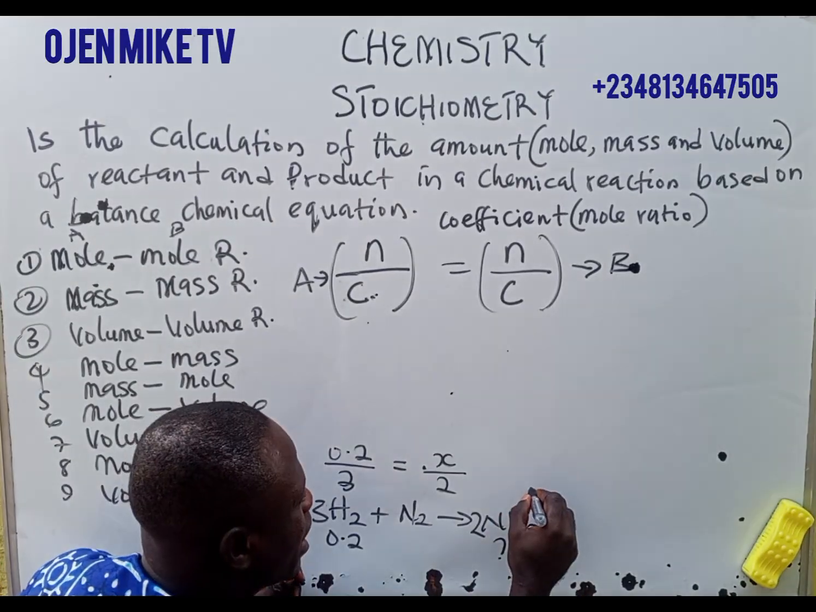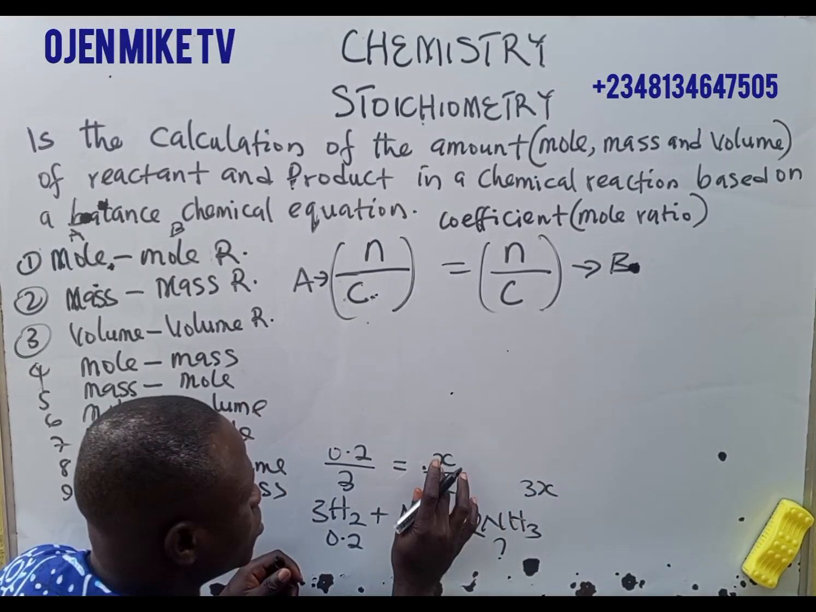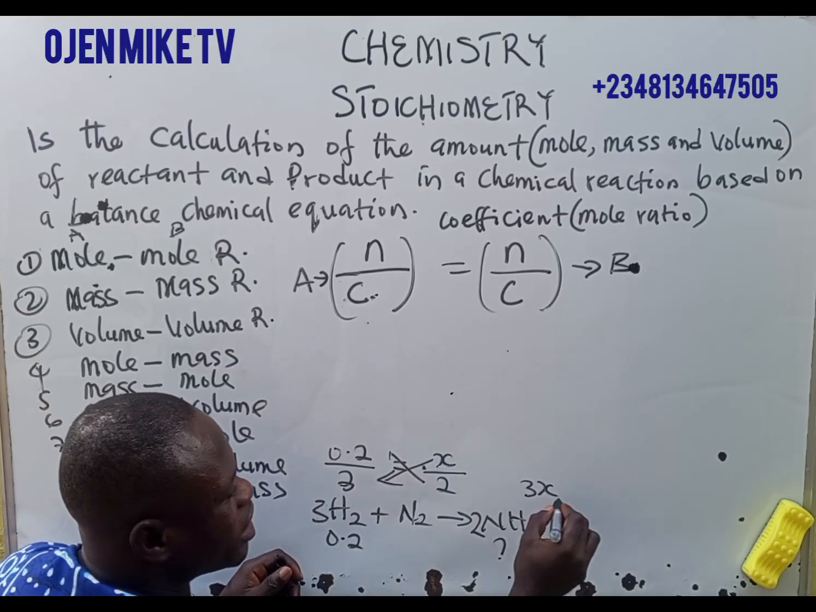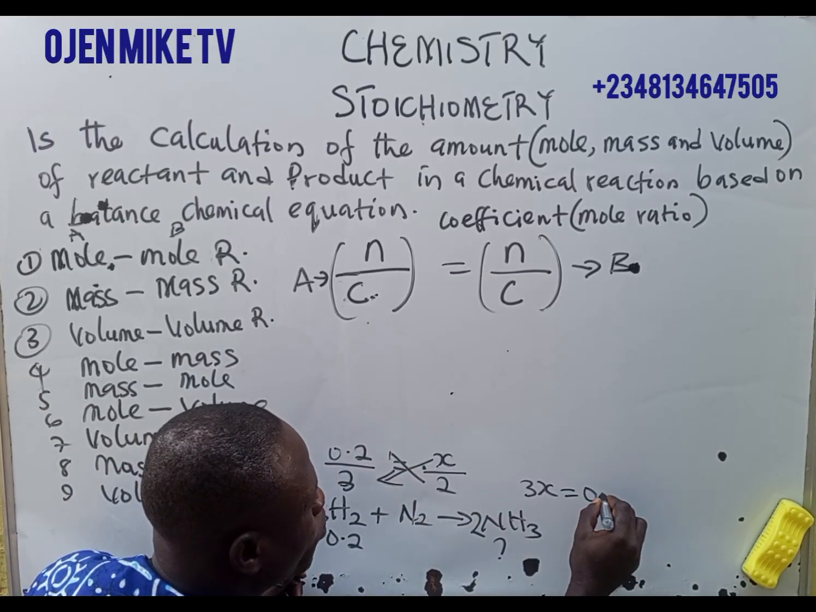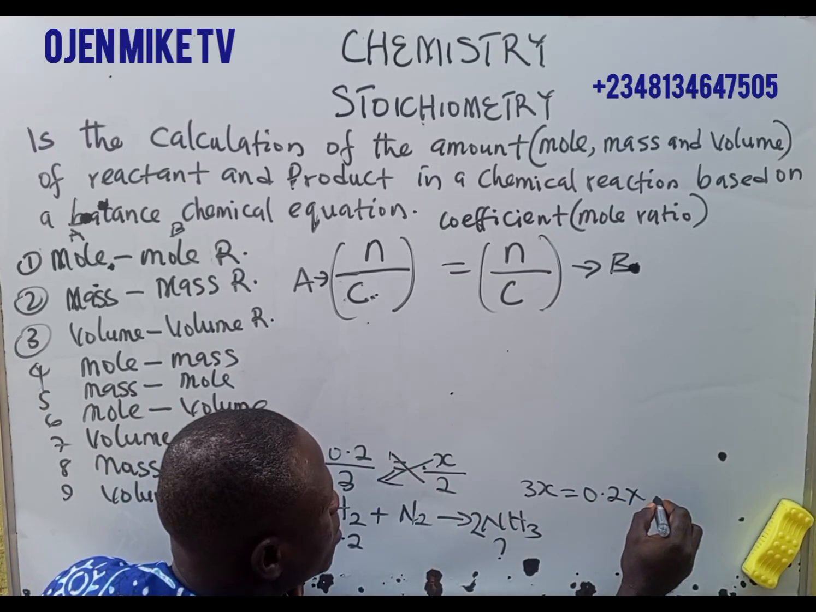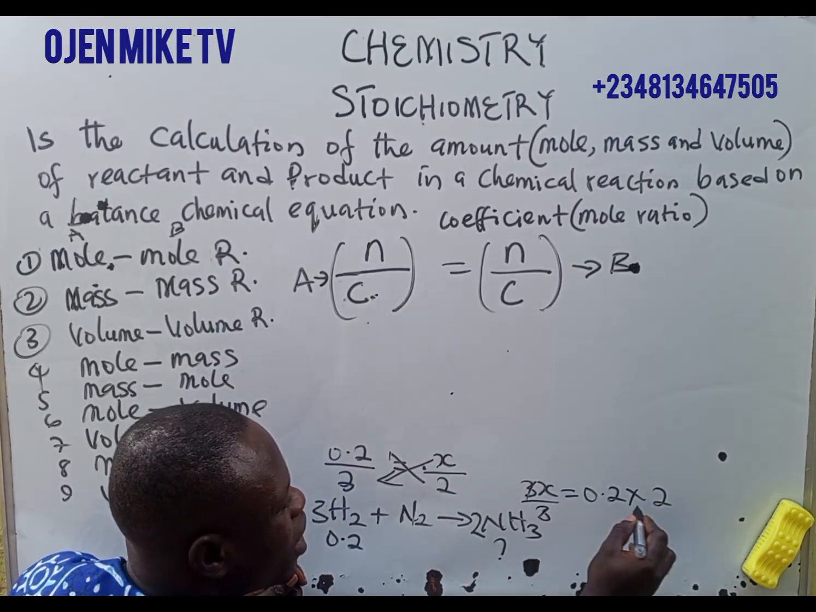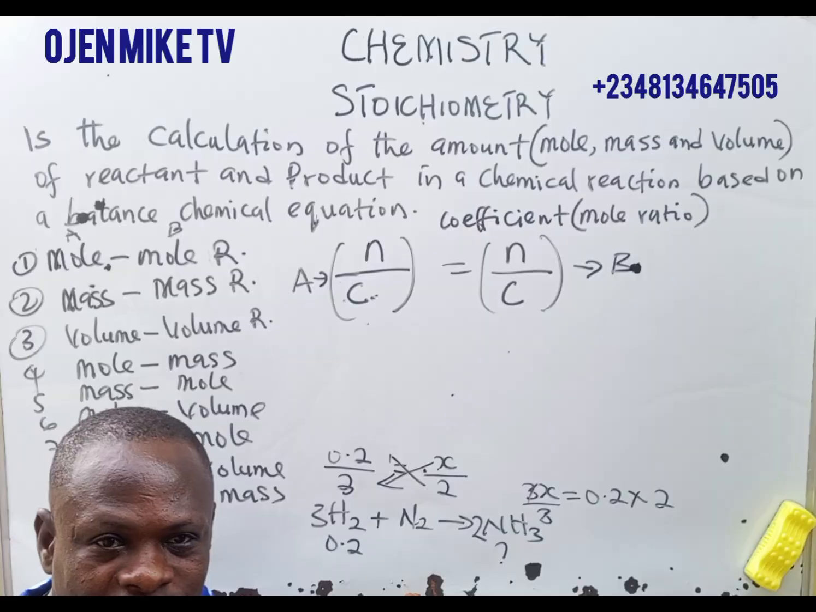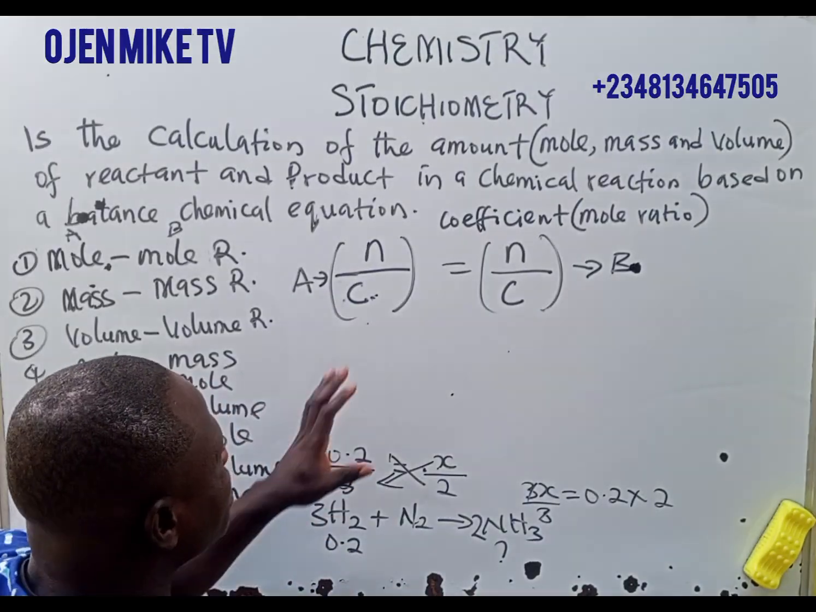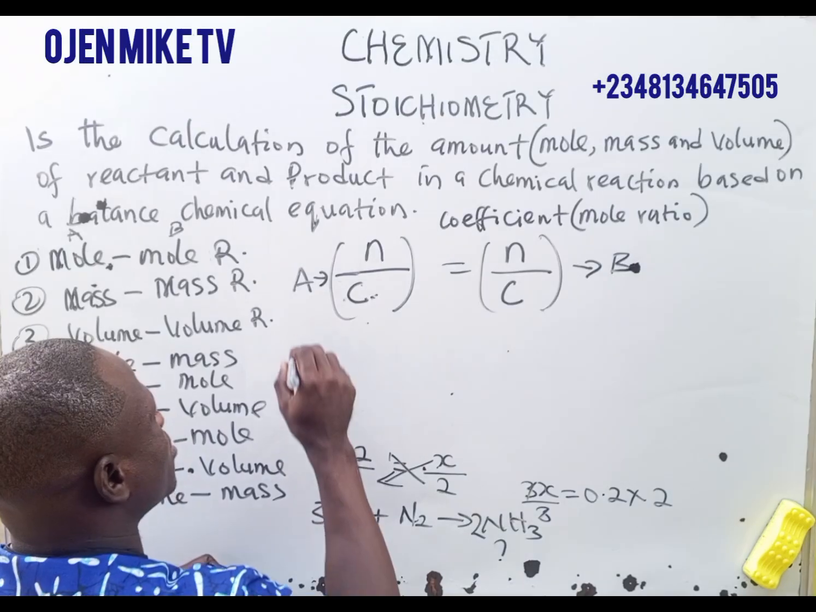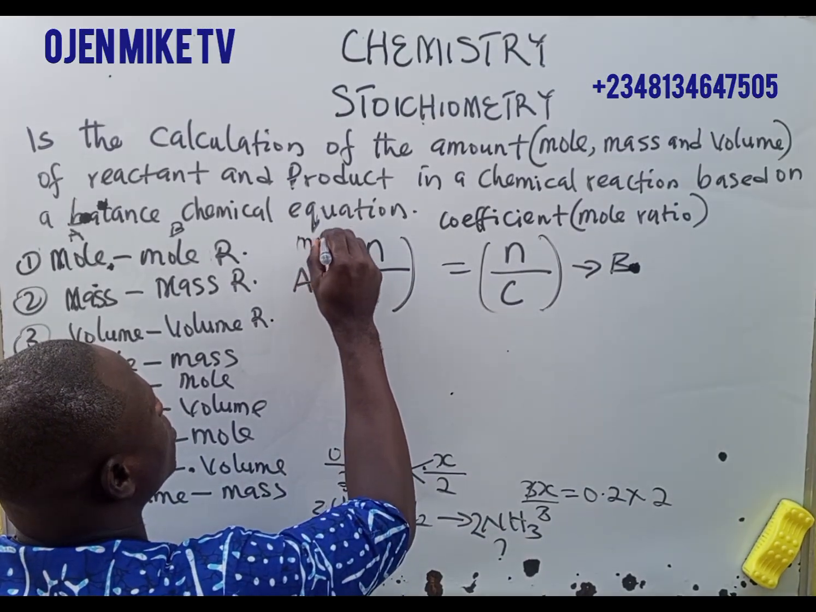You see that 3x now will be equal to 0.2 times 2. At the end, you divide both sides by 3 to get your x. That is what we mean. Do you understand? Now, this is the first formula, for mole. The second formula is mass.